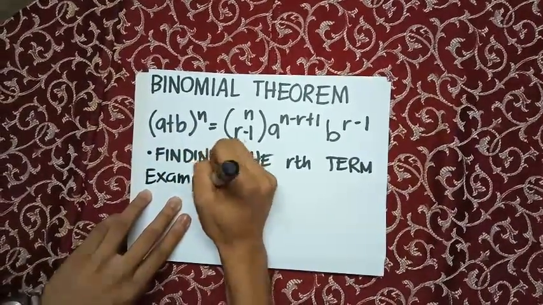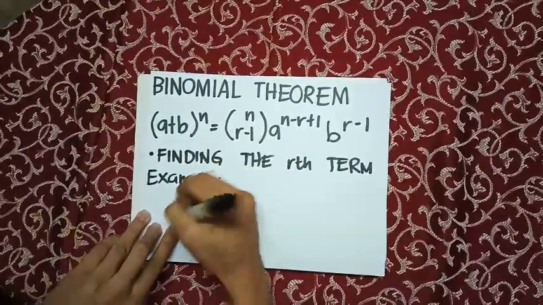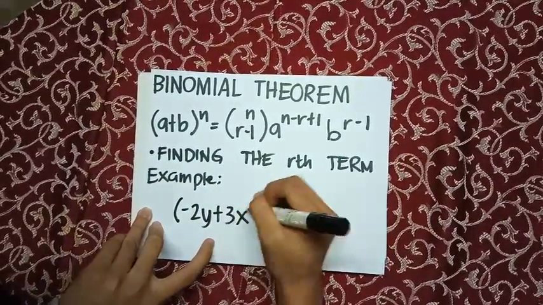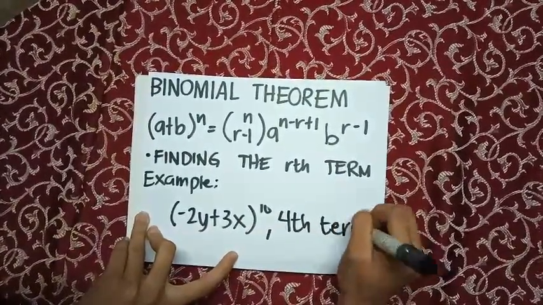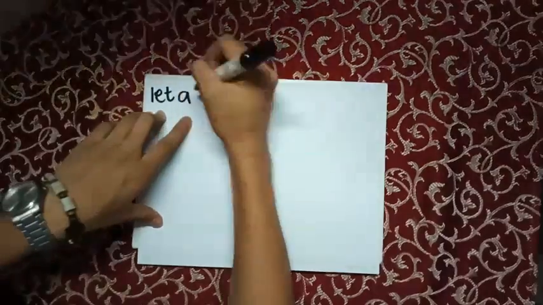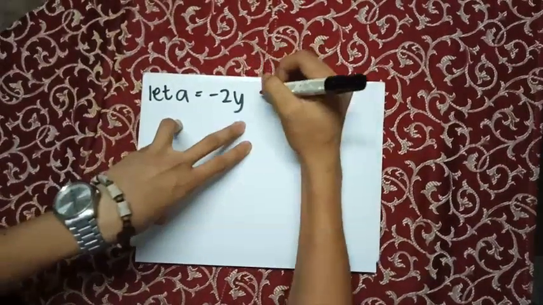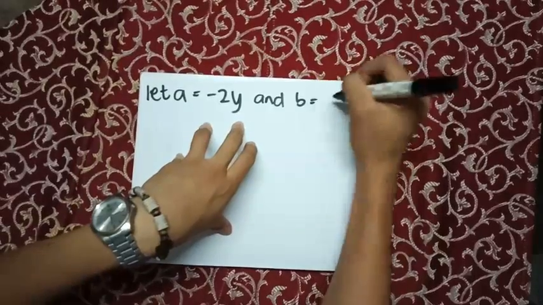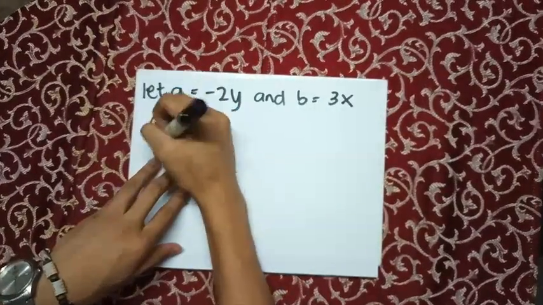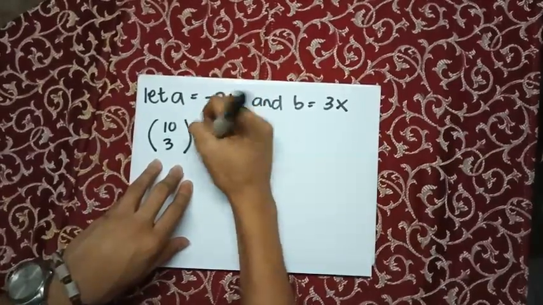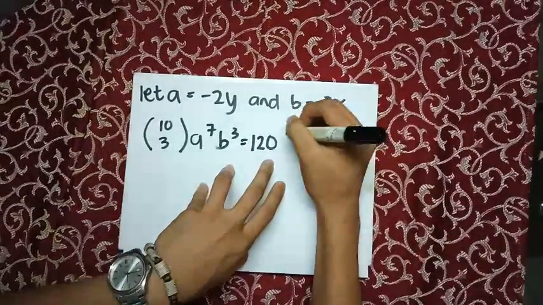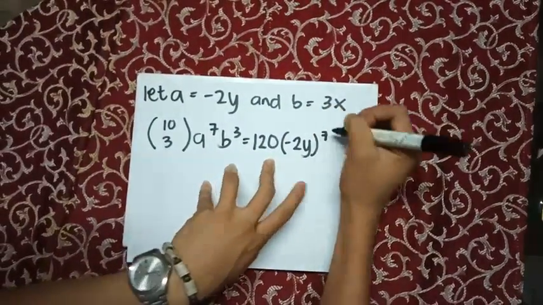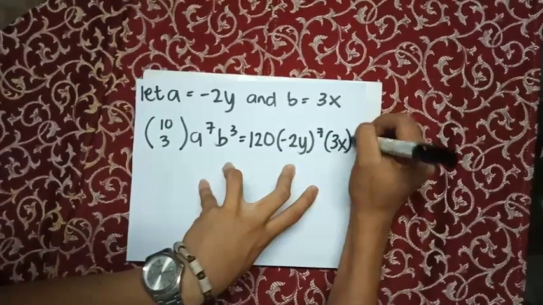Example: quantity negative 2y plus 3x raised to 10, and we are going to find the fourth term. Let a is equal to negative 2y and b is equal to 3x. The fourth term is 10 choose 3 times a raised to 7 times b raised to 3 is equal to 120 times the quantity negative 2y raised to 7 times the quantity 3x raised to 3.